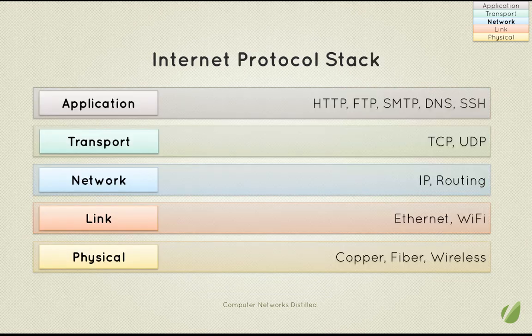We've started looking at the network layer in the Internet protocol stack. This layer is all about finding paths from source to destination over multiple links. We'll be looking at IP, which is the main protocol that does this, as well as the routing protocols which help find those paths.